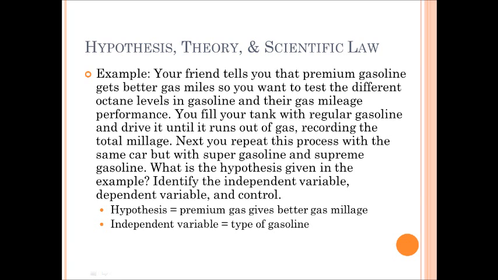The dependent variable is what we're measuring. It's what is dependent on our type of gasoline. That is the total miles driven, or the total mileage. And then finally, our control, that's what's kept constant through all of these. In this case, it's the car. Another way to look at this, if you want to have a control group, you can use regular gasoline as your control group.